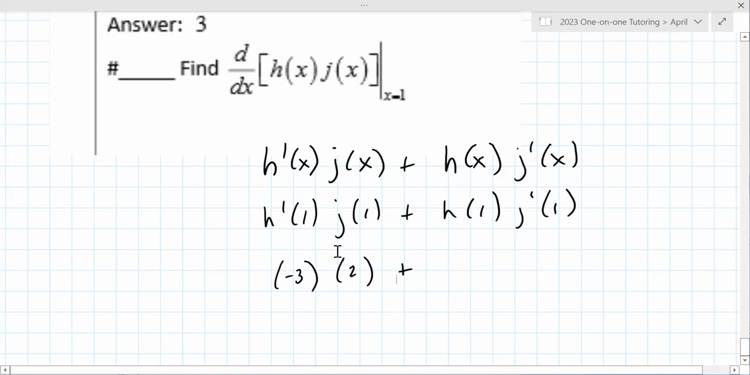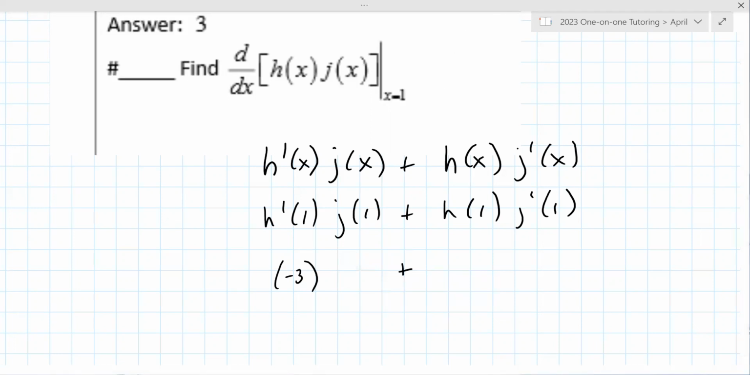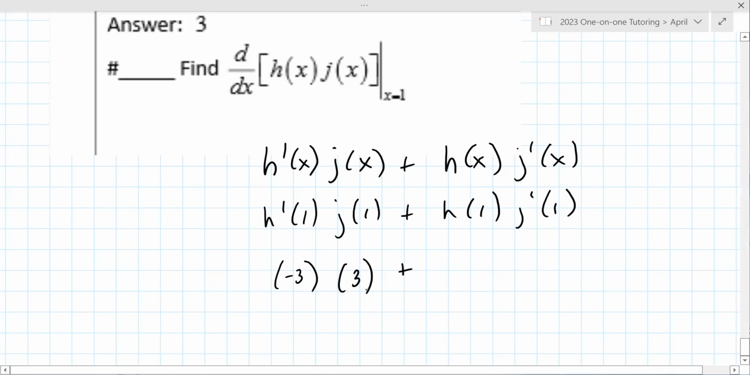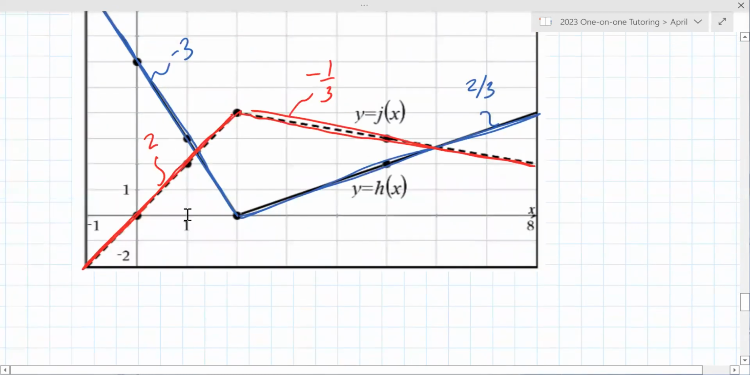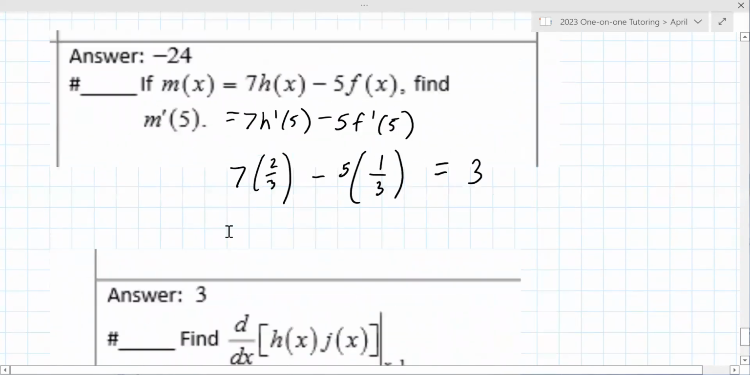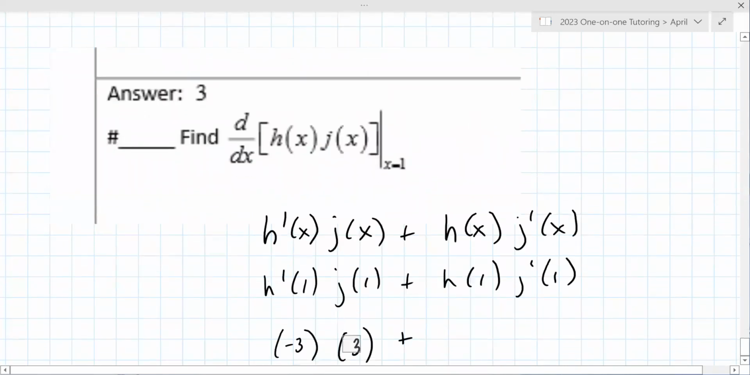Oh, this is completely wrong. So J of 1, you're evaluating the graph at 1. So just to be clear, that J of 1 is, here's 1, go up and hit the graph of J, and I put it in the wrong spot. That's 2. Wow, really messed that up. H of 1 is 3. J prime of 1 is the slope, which looks like it's -3.